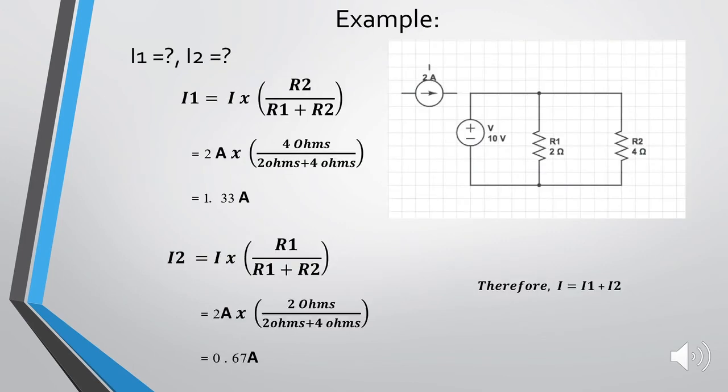And here's a simple example for the current divider rule. R1 is given as 2 ohm and R2 is given as 4 ohm, in which the source current is 2 ampere. If we put these values in the formula, then I1 is 1.33 ampere and I2 is 0.67 ampere. If we total these two values, the sum will be equal to the source current, which is 2 ampere. So it also verifies Kirchhoff's current law as well.